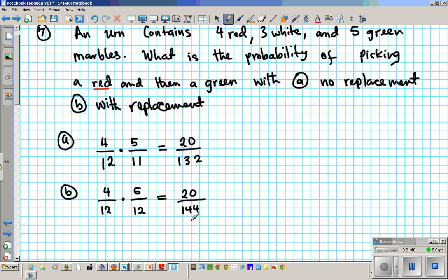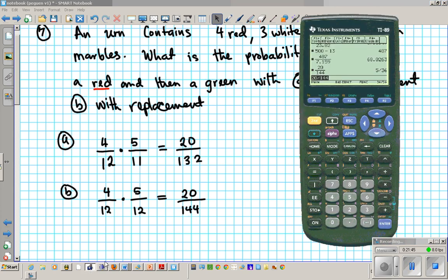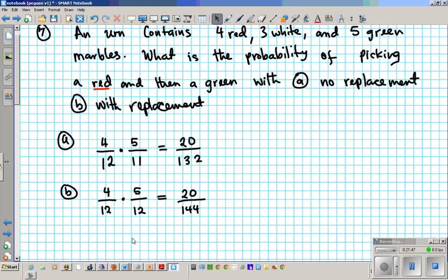And we can reduce that into 5 over 36. We can divide, 4 goes into both of them. If I divide this by 4, divide this by 4, and divide that by 4, I'm going to end up with 5 over 36. And there goes your answer.